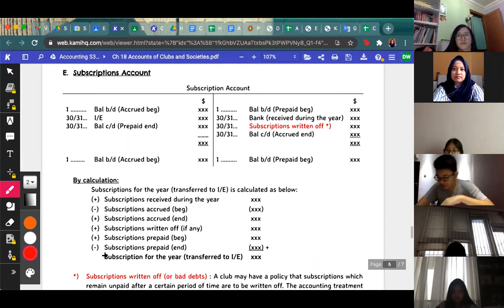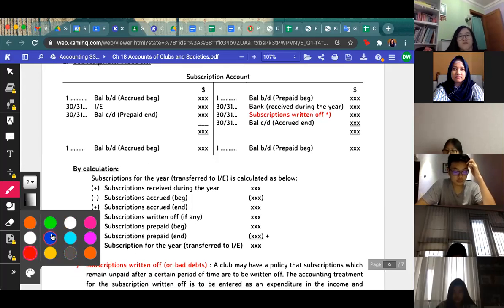Okay, subscriptions account now. We have the main income of subscription for the clubs. And the main income subscription will sometimes have an accrued balance at the beginning or prepaid balance at the beginning, or maybe a prepaid or accrued at the end. Yeah, it's possible. And sometimes you probably have a subscription written off. The subscription written off is also called bad debts.